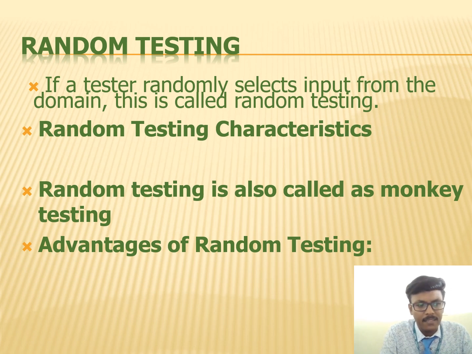Say, for example, the valid input domain for a module is all positive integers between 1 to 100. We can take any number randomly between 1 to 100 and start doing the test. We can call it randomly or unsystematically selected values from the decided set of inputs. Now we'll see the random testing characteristics.